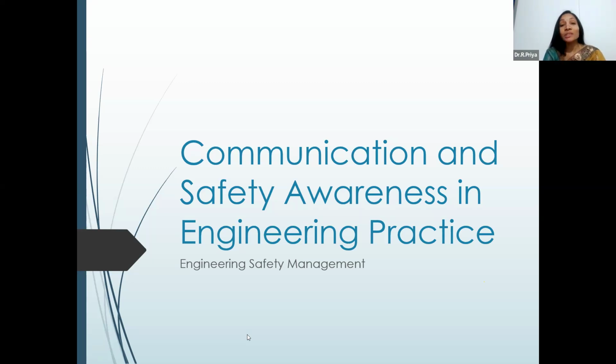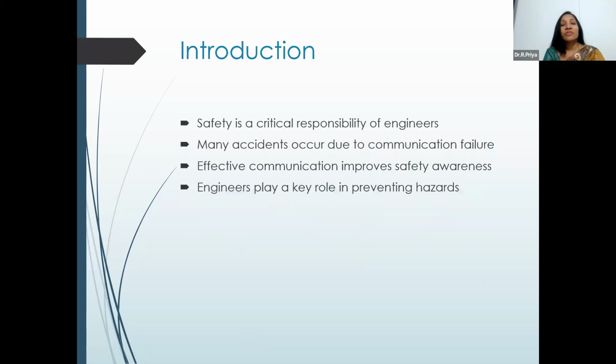I want you to think about this. How many of you have seen accidents or near misses in your practical labs, workshops, or project sites that could have been prevented if information had been communicated clearly? Today we will see how communication and safety awareness are the backbone of preventing such incidents. Let's start with our first topic.